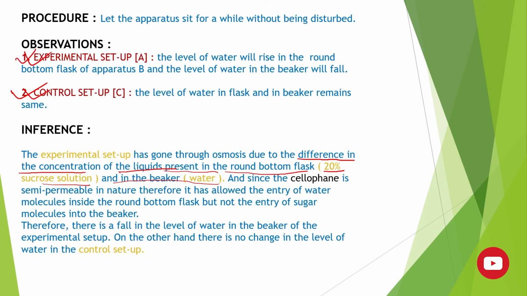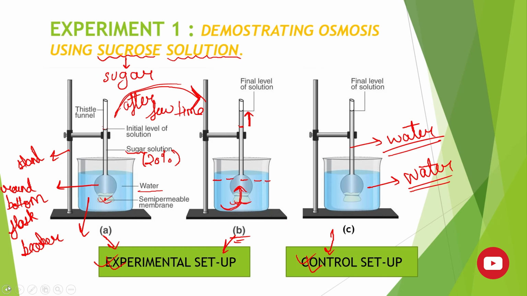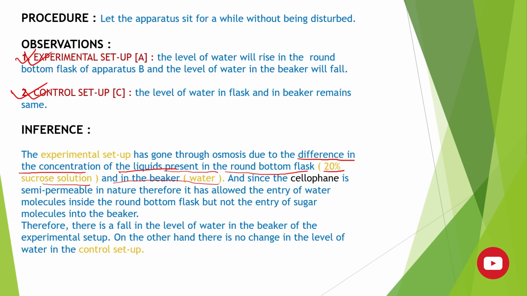Therefore, osmosis has taken place, and since the cellophane is semi-permeable in nature, it has allowed the entry of water molecules. If you remember the previous slide, the semi-permeable membrane was here, the cellophane. We have taken cellophane as the semi-permeable membrane in this experiment. So you can add that name in the materials required. Now, let us move on to what we were reading.